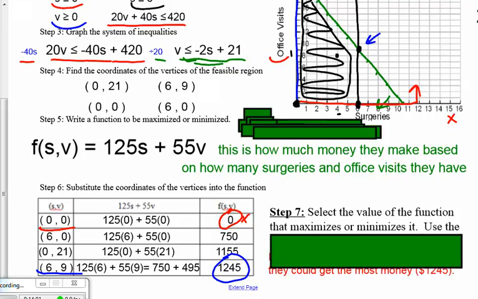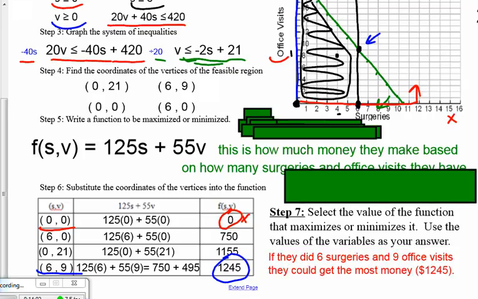Another way to say this, again, the question was, what's the combination of surgeries and visits? Well, if they did 6 surgeries and 9 office visits, they would get the most money. And again, how much was it? It was $1,245.